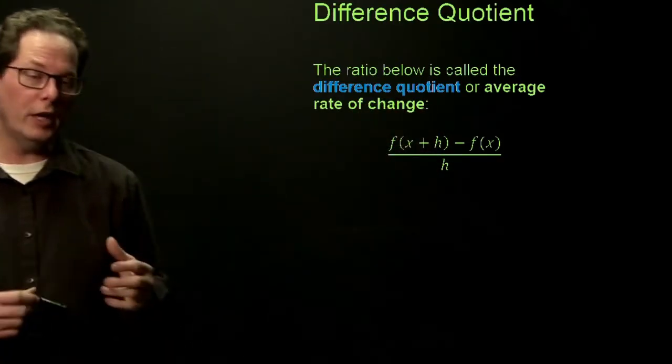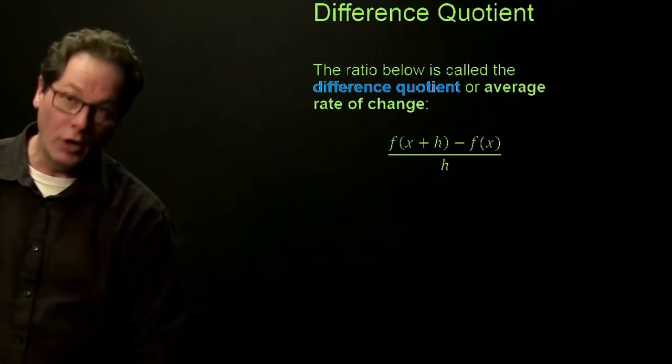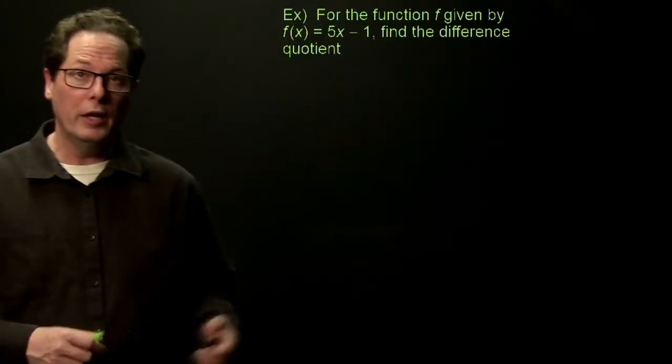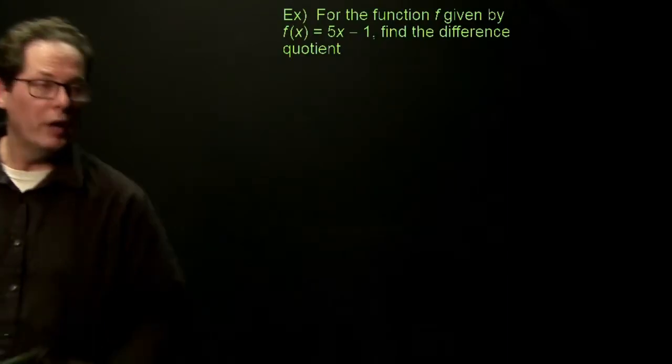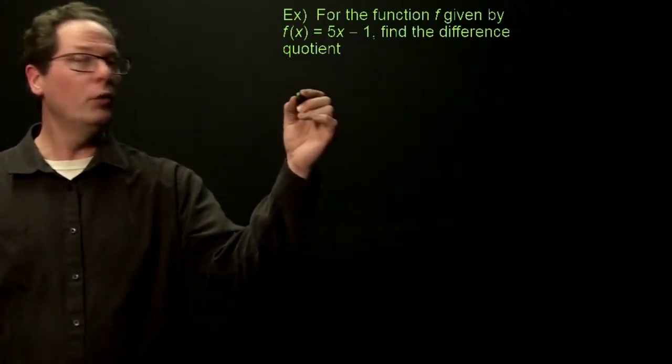So just hang with me here. It's a little bit computational, but you can get to this answer. Okay, so let's look at an example. Our function is f of x equals 5x minus 1. We want to find the difference quotient.